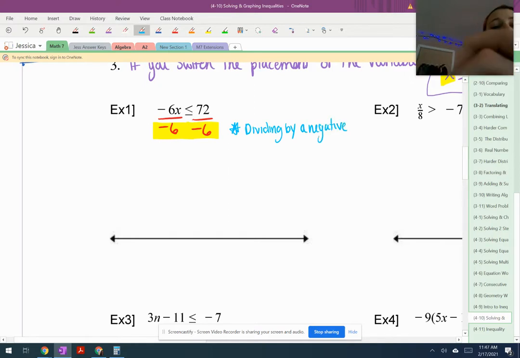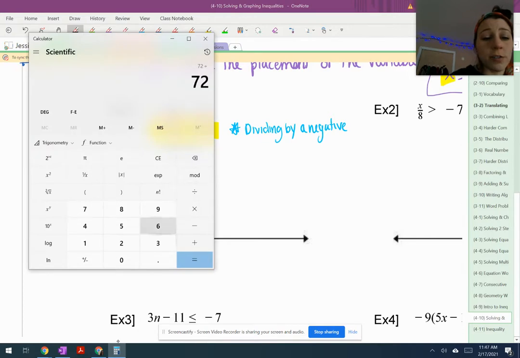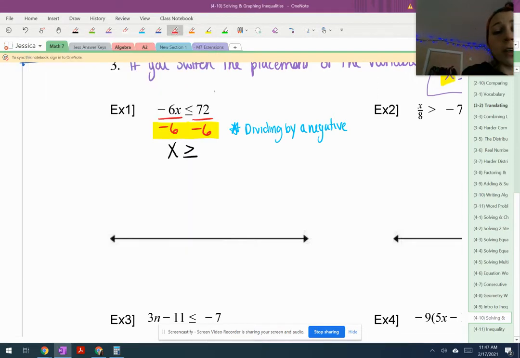And again, like we just talked about, when we're dividing by that negative number, we need to remember to flip our inequality. So our inequality is no longer going to be less than or equal to that it was to start off with. It's going to now flip to greater than or equal to. My -6 divided by -6 cancels out to 1. And 72 divided by -6 is, I'm guessing, 12. 6. Nope, -12. So we now have the inequality says that x is greater than or equal to -12.